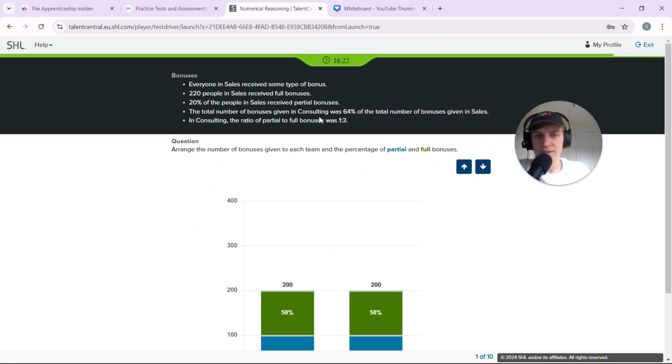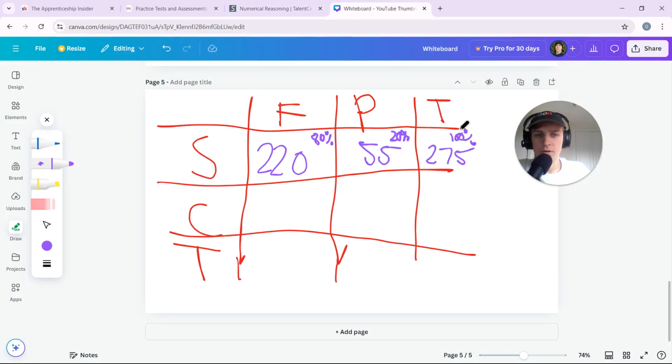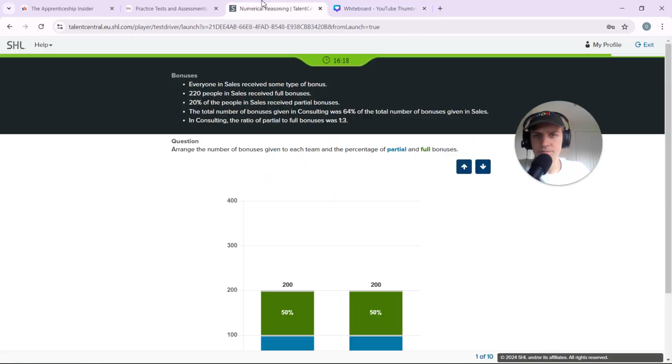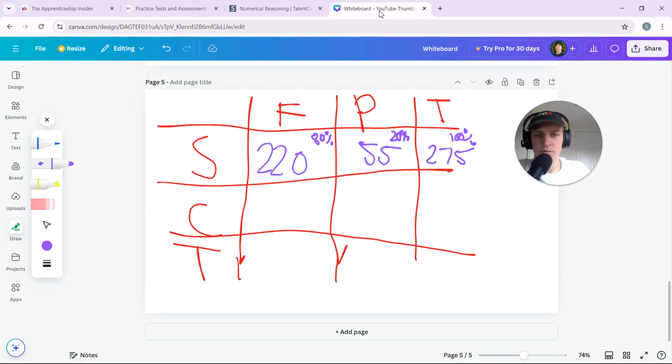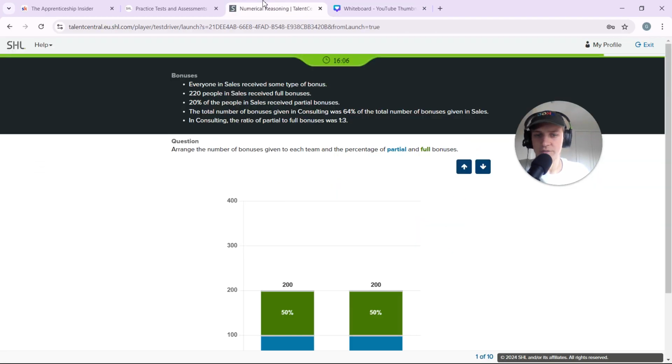The total number of bonuses given in consulting was 64% of the total number of bonuses given in sales. Okay, so you look at the total in sales, and if you do 64% of that, it'll give you the total number of bonuses in consulting. So you do 275 times 0.64, boom, 176. There we go. So we're nicely filling out this table.